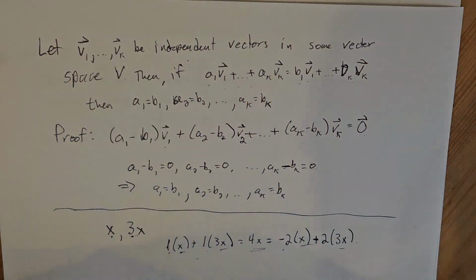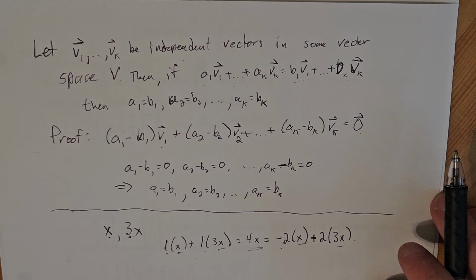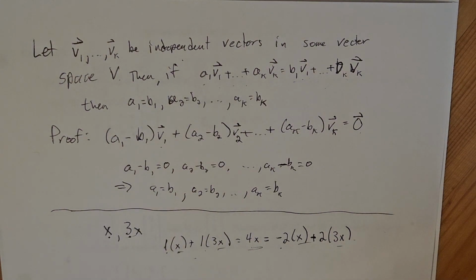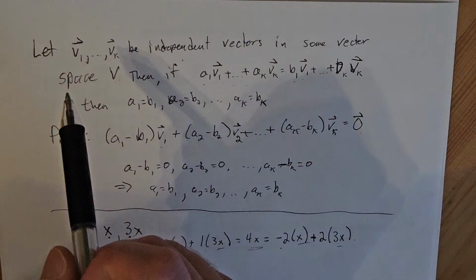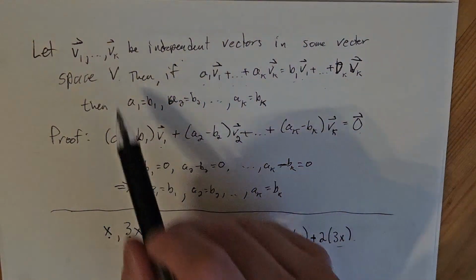All right, in this video, we're going to cover some more information about linearly independent vectors in some vector space. And then we're going to do some examples related to this. But the last thing I want to do is some proof related to a set of linearly independent vectors. So let's let v1 through vk be independent vectors in some vector space V.